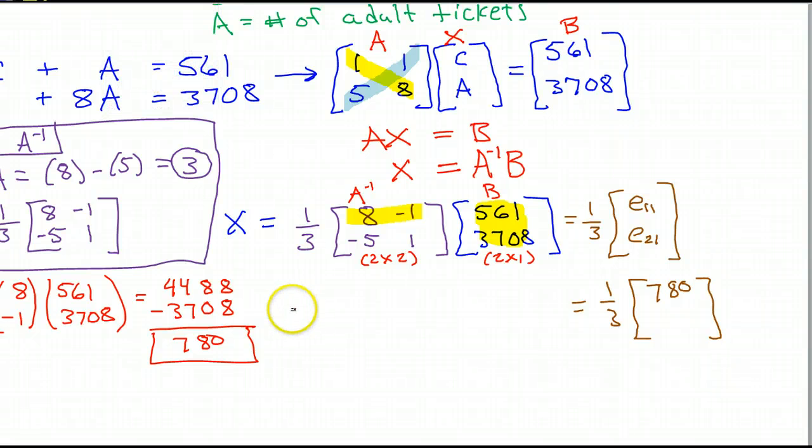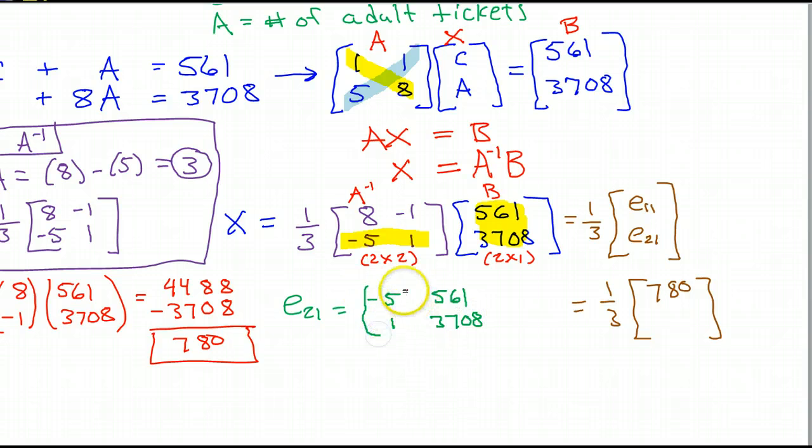I think I'll use green again. Element 2, 1. Well, that is row 2 times column 1. Like this and this. So that is going to be -5, 1. Okay, that's row 2. And then 561, 3,708. So this is row 2 times column 1. I'm starting to regret putting this here.